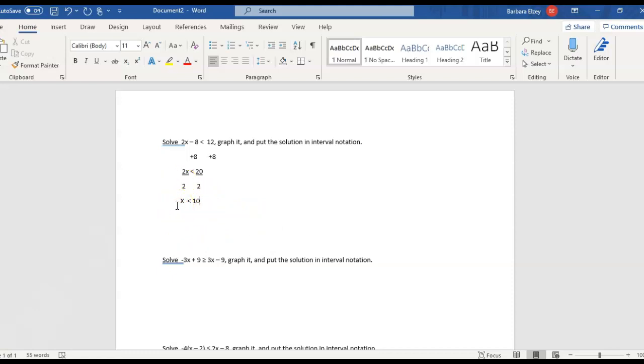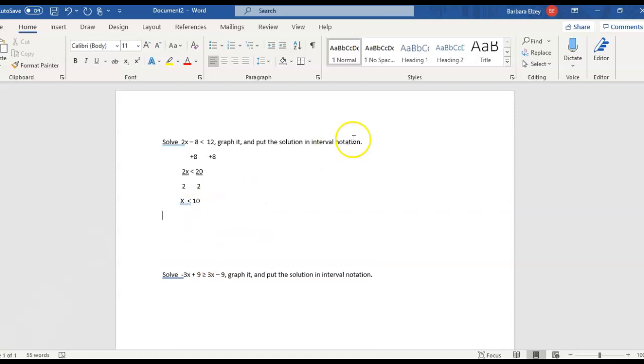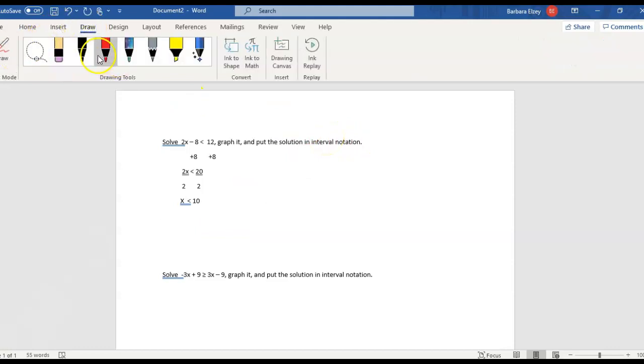All right, now that is our solution. And in your homework, I believe they refer to that as inequality notation. So if you see inequality notation, you're just talking about x is less than 10. But let's go ahead and graph this thing, and then we will put it in interval notation. Now to graph it, I'm going to use the draw feature in here, and this is supposed to be a straight line, but I just don't draw real well. It's not too bad.